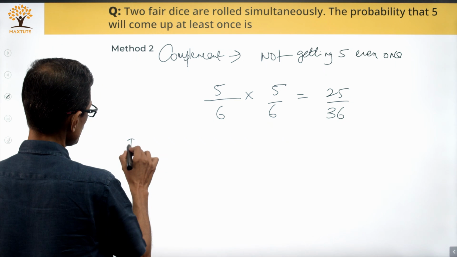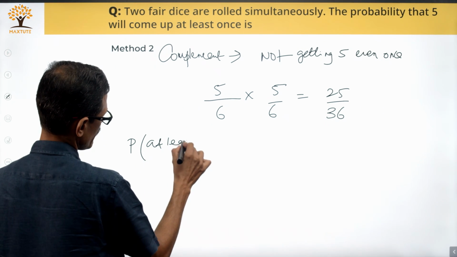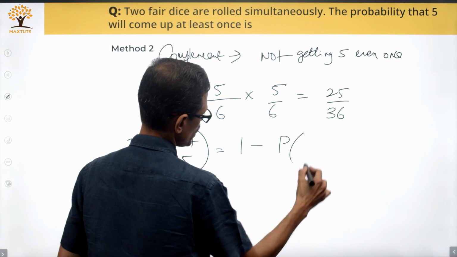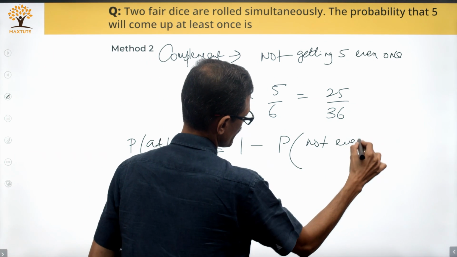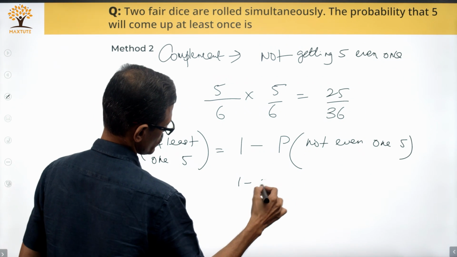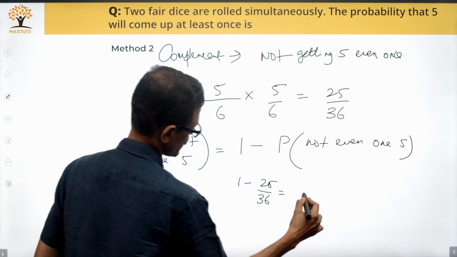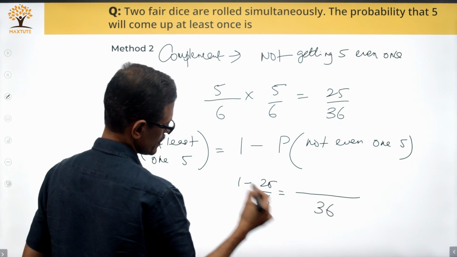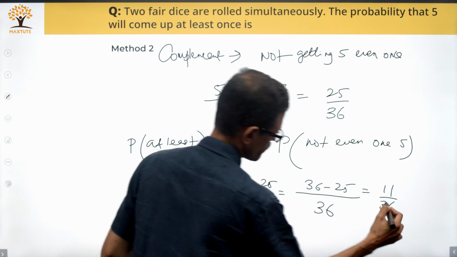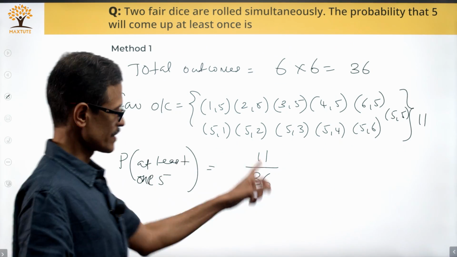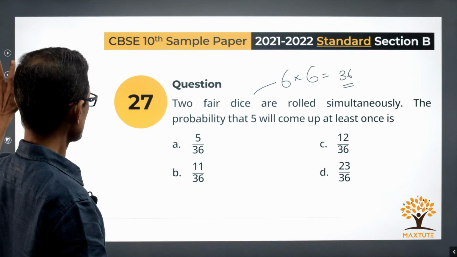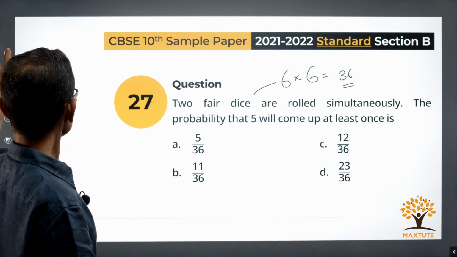So, the probability of getting at least one 5 is equal to 1 minus the probability of not even one 5. The probability of not even one 5 is 25/36. So, 1 minus 25/36 is the answer. 36 is the common denominator. 36 minus 25 is what we are left with, which is 11 upon 36. Is this the same answer we got with the first method? Yes, by listing down we got the same 11/36. Here again we got 11/36. So, two different ways to arrive at the same answer. Choice B is the correct answer to this question.